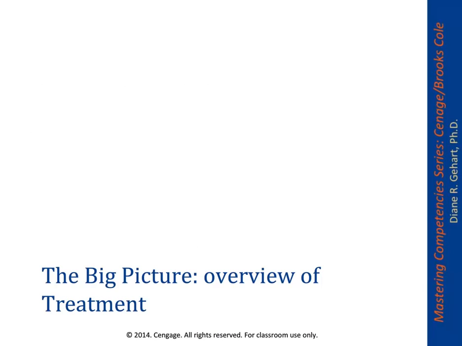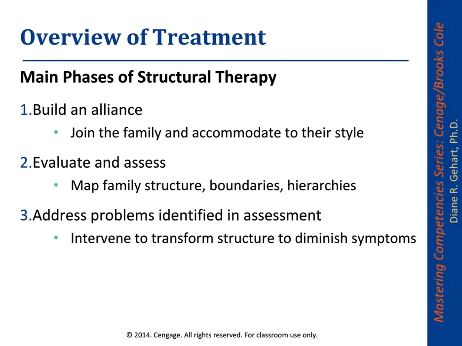The big picture, an overview of treatment. So in terms of the basic phases of structural therapy, the first is building the therapeutic alliance, which is joining the family and accommodating to their style and how they interact and relate. In the next phase, you're evaluating and assessing, which basically means mapping the family structure, looking at the boundaries, looking at hierarchy, getting a sense of where things are off, and then you intervene to address those problems. So you're intervening to literally transform the family structure so that the symptoms are diminished. And that's the basic process. It's a relatively brief approach.